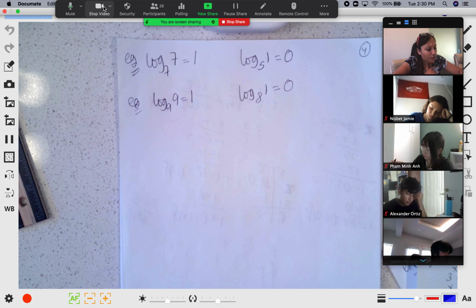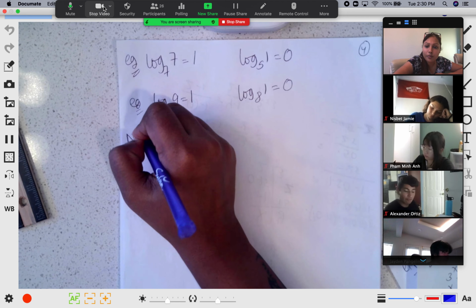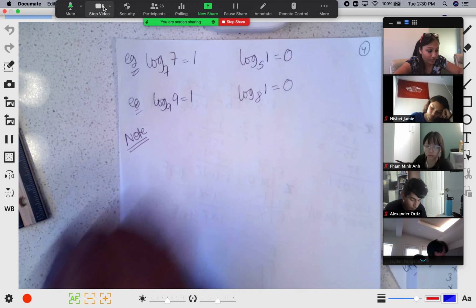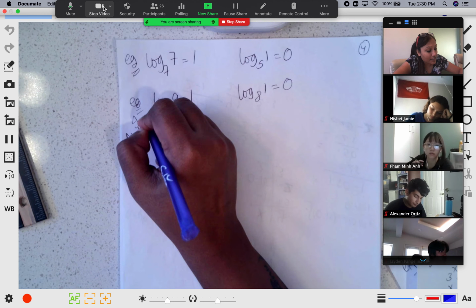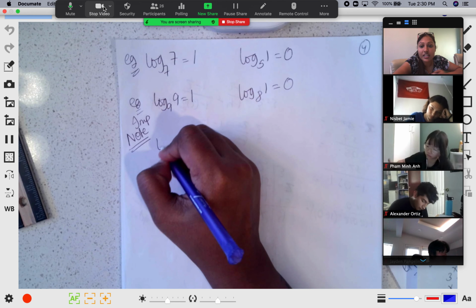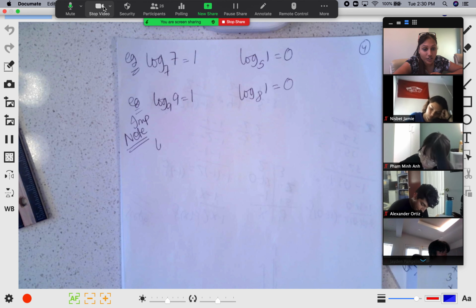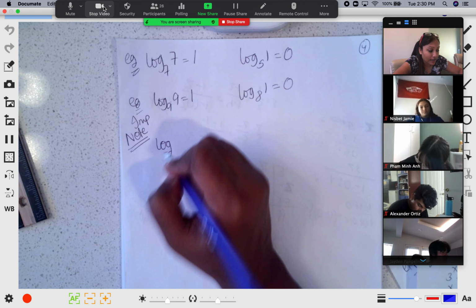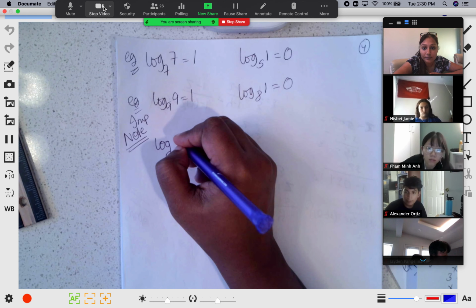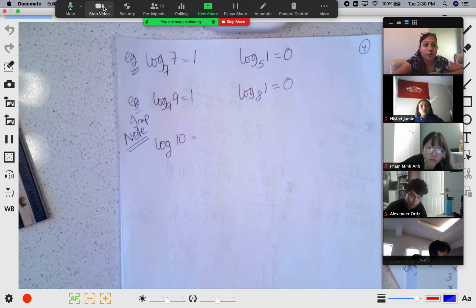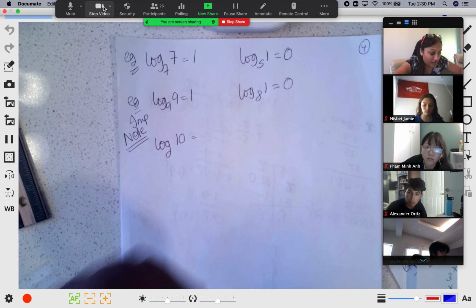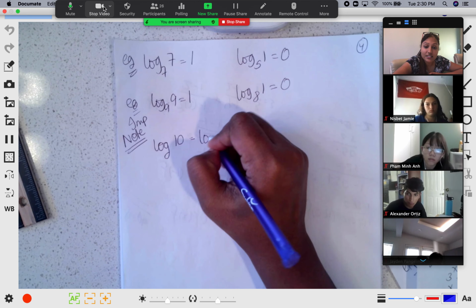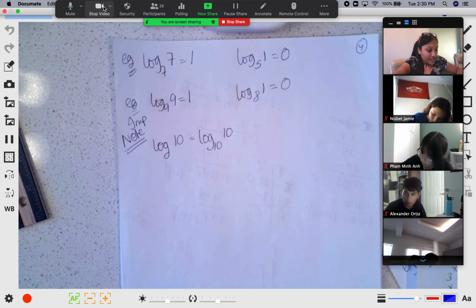I want you to make a note for yourself. Important note. Writing the base here is very important. Don't forget to write the base, because if I say find the value of log 10 and I don't write the base, it actually means there is a base. You know what the base is? 10. If nothing is given as a base, generally it is assumed that your base is 10.